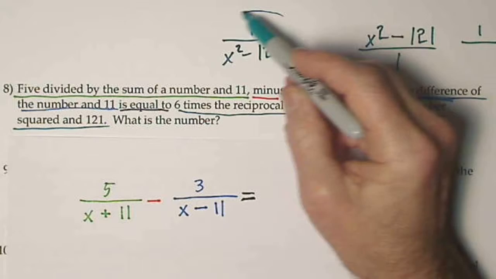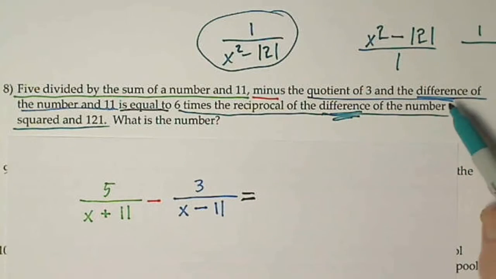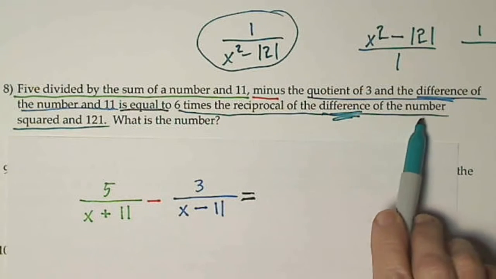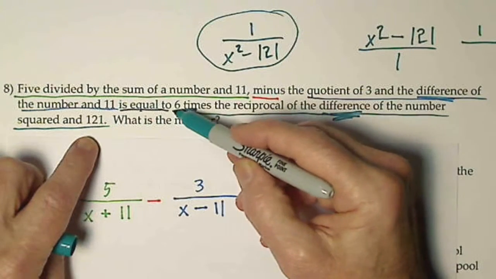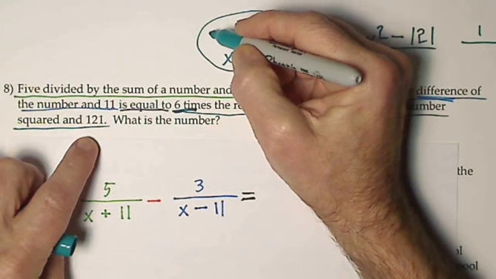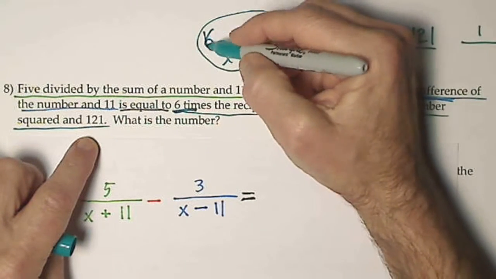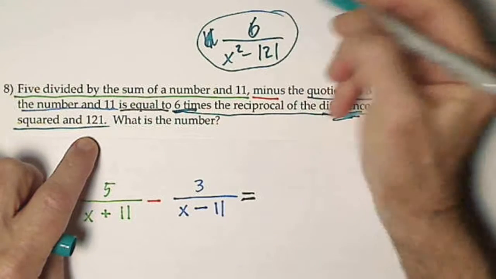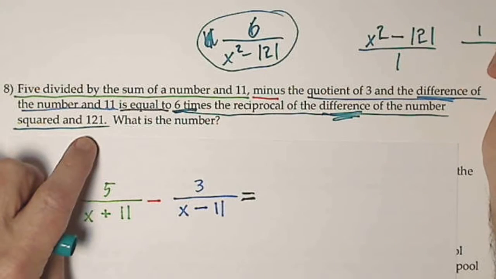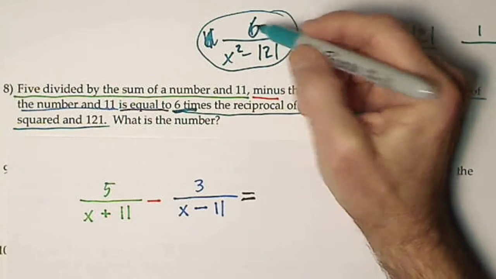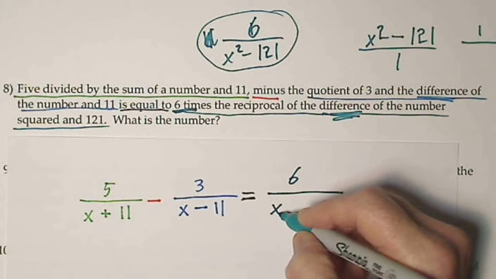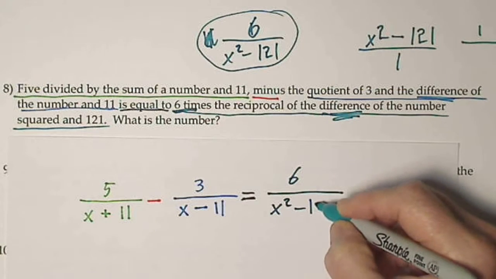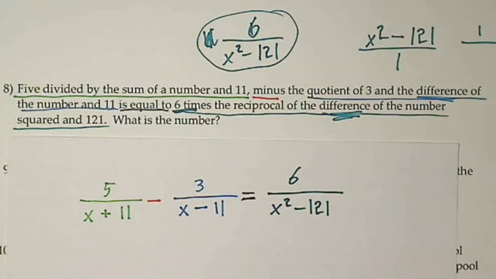This is the reciprocal of the difference of the number squared and 121. And they said 6 times it. I could put that 6 in front, but I can also put the 6 up top, and that's what I'm going to do. So we end up with 6 over x squared minus 121. That was a fair bit of work to get that set up.